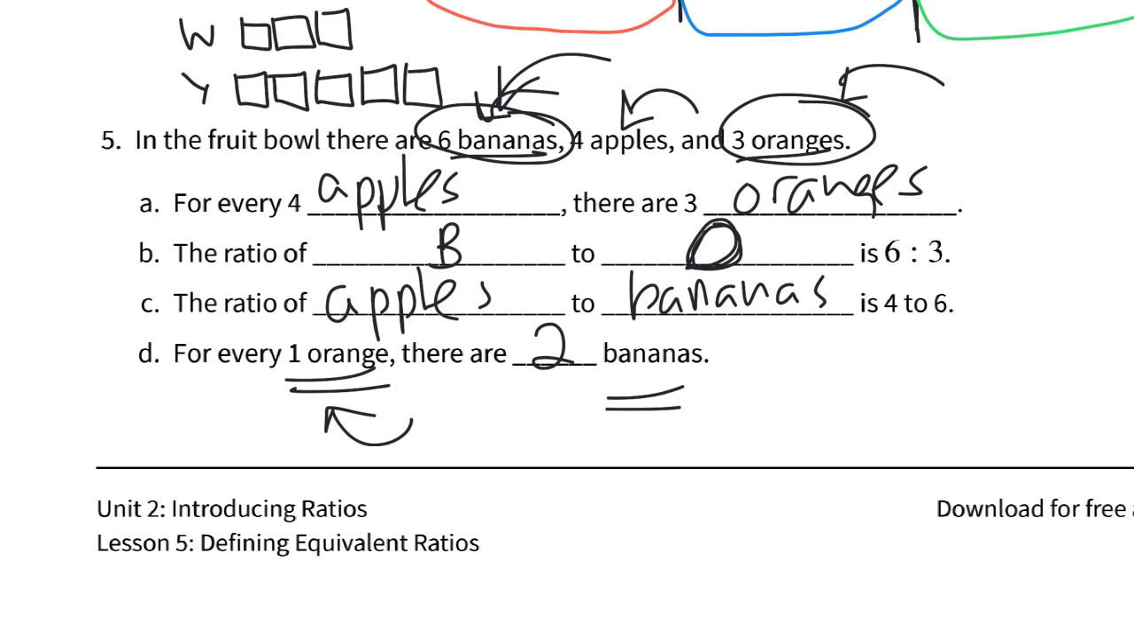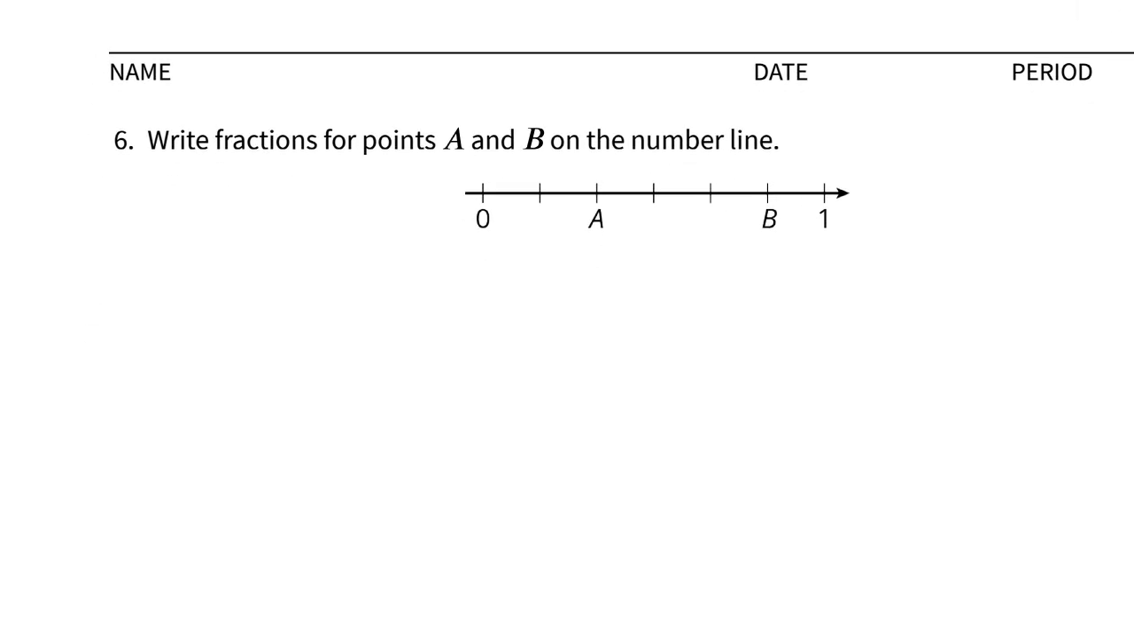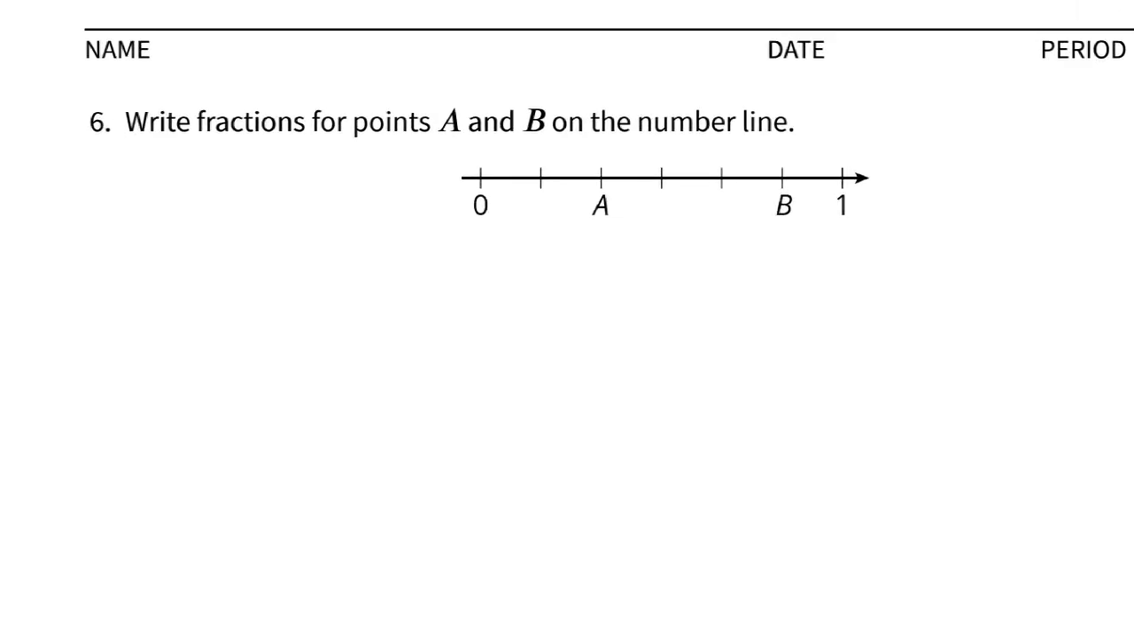All right, moving on. This is good stuff. A little bit of review. Write fractions for the points A and B. So we need to be thinking about if this whole thing represents one whole, we can see that that whole has been cut into 1, 2, 3, 4, 5, 6 intervals. So that whole is really 6/6, which means A is 2/6, 3, 4, 5, and B is 5/6.